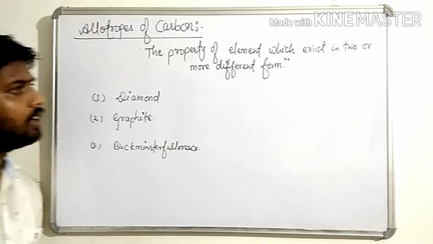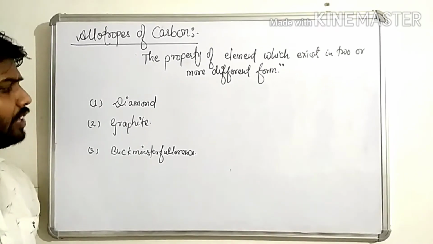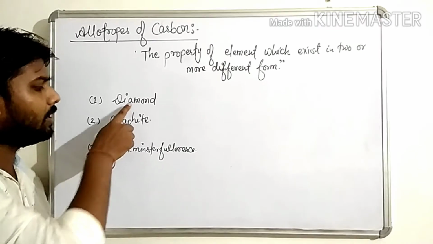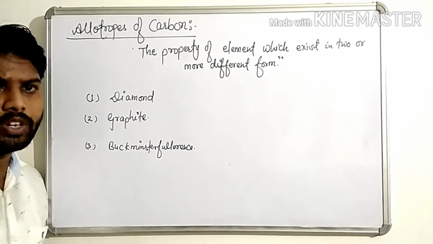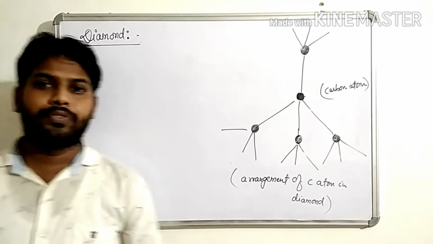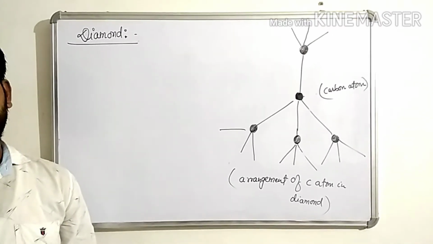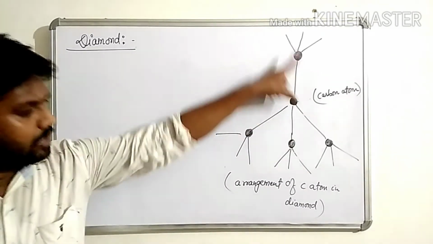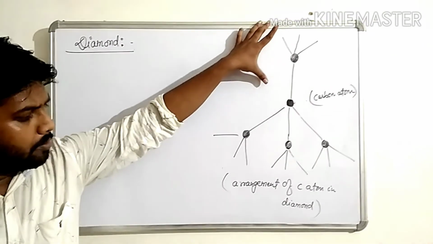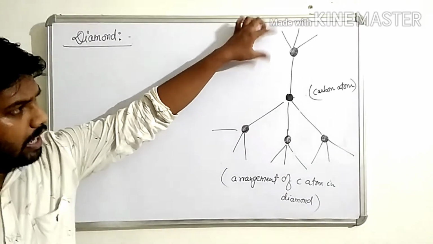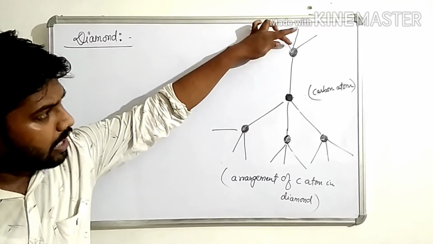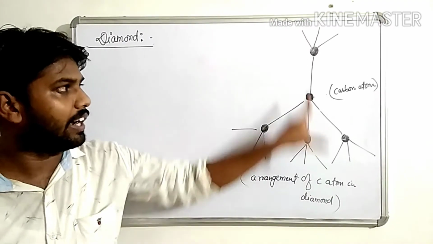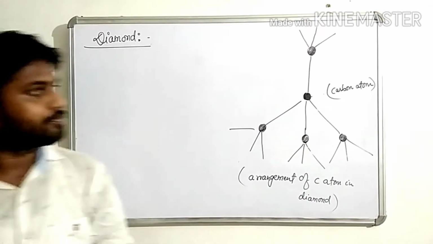Okay children, now we are going to read about the physical behavior of the allotropes diamond and graphite. Okay, now the first allotrope of carbon, that is diamond. See children, this is the structure of diamond, in which carbon atoms are attached with bonds. Okay, this is the arrangement of carbon atoms in diamond.